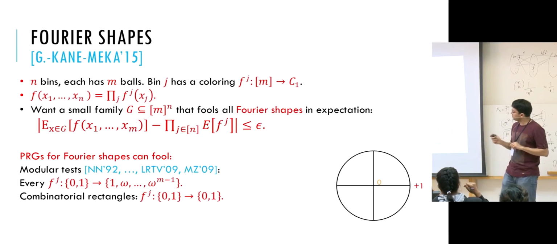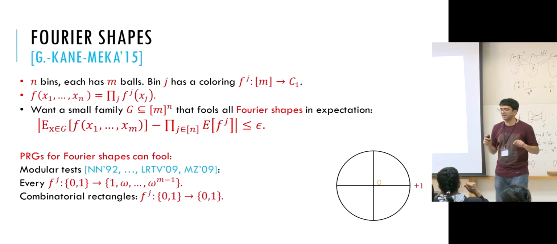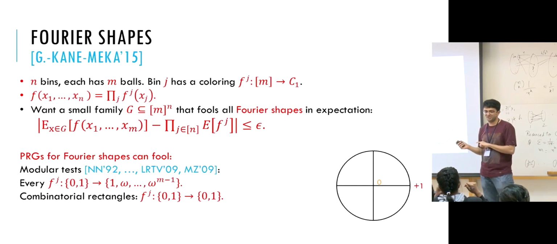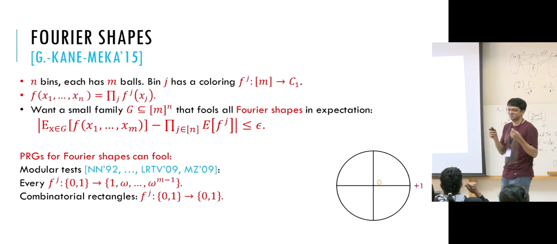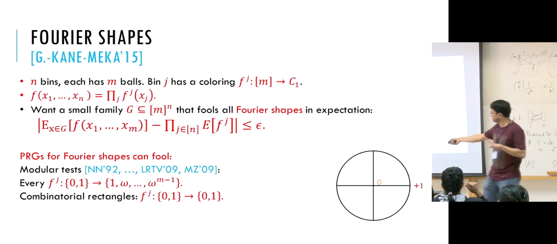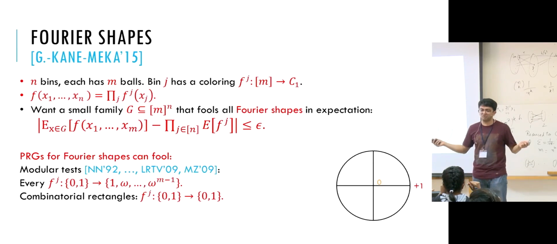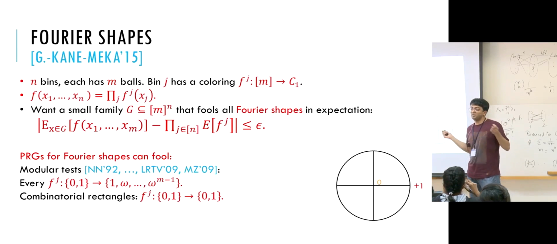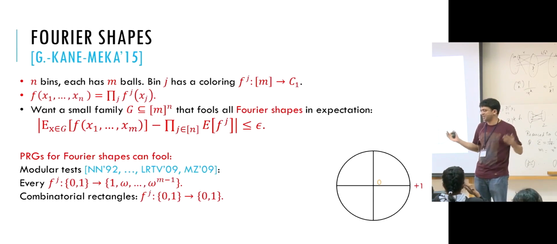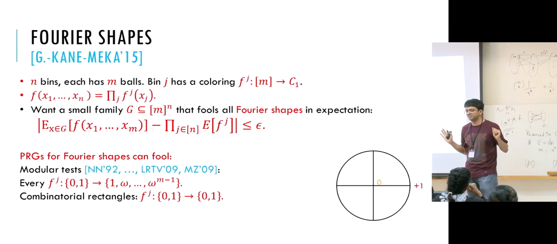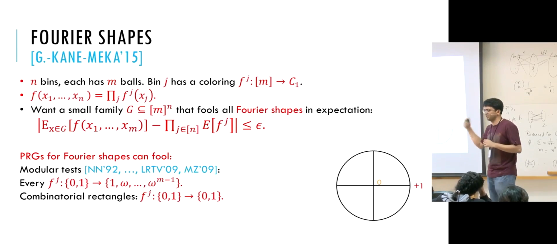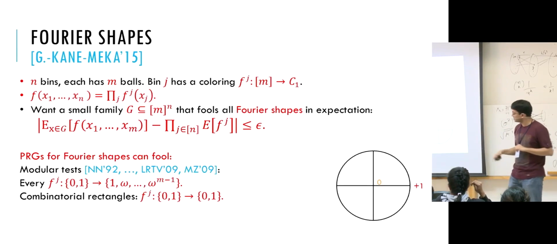In fact, they fool much more than combinatorial rectangles. The reason they're called Fourier shapes is that they generalize another class called combinatorial shapes, which again most of you have never heard of. It's very similar to combinatorial rectangles. In combinatorial rectangles, you want the sum of the fj's to be n, you want them all to evaluate to 1. In combinatorial shapes, you get to look at the sum and then apply some arbitrary function to it. So Fourier shapes generalize this notion also.